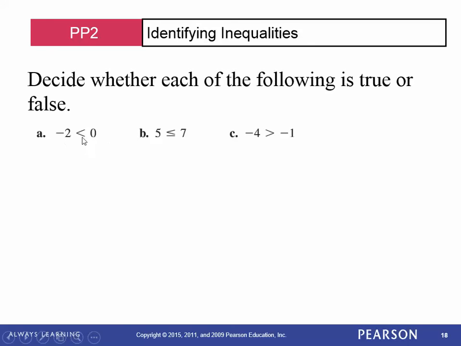All right, for the first one, negative 2 is less than 0. That is true. Good. 5 is less than or equal to 7. True. How about negative 4 is greater than negative 1? False. Okay, cool. All right, so we got that.